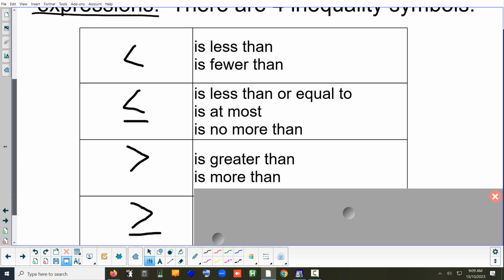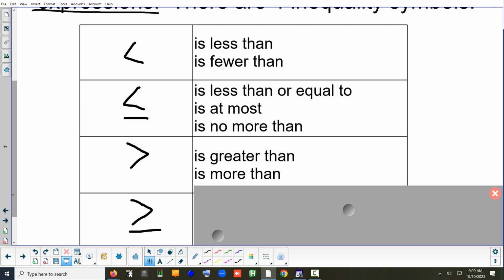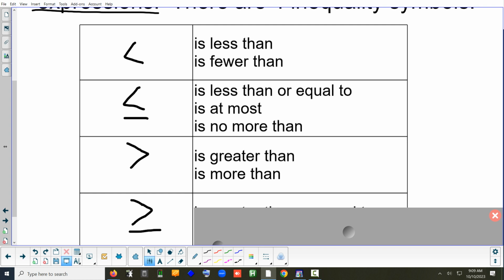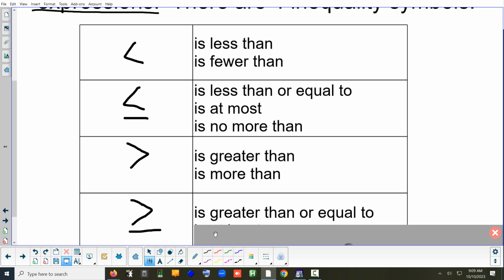All right, and now the last symbol, we're also going to have three ways to say it, just like we did the symbol up above with the line under it. What do you think the first way we're going to say that one is? Is greater than or equal to? Yep. So that's the first one, is greater than or equal to.